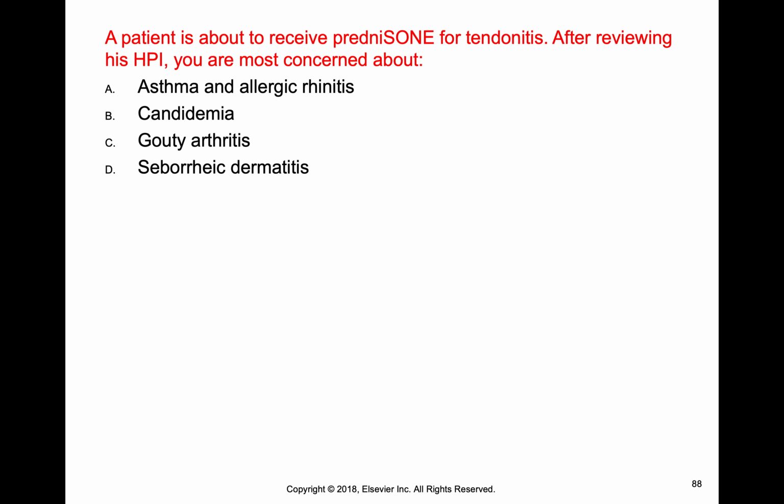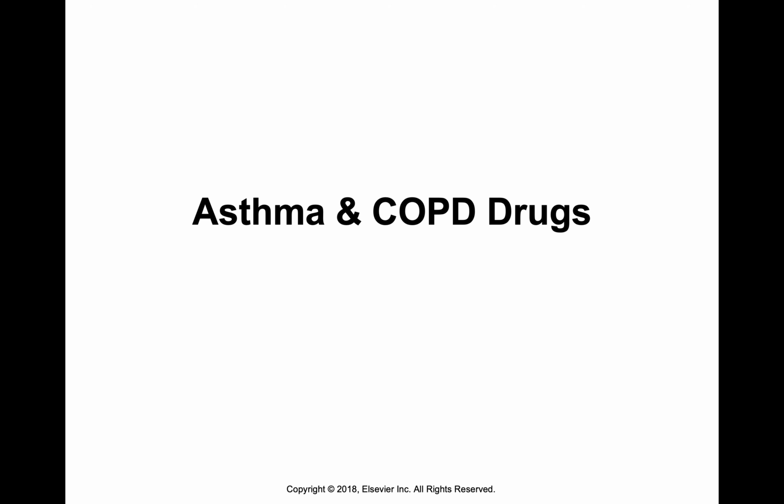All right. So a patient's about to receive prednisone for the tendinitis, and after reviewing his present illness, you are most concerned about asthma and allergic rhinitis, candidemia, gouty arthritis, or seborrheic dermatitis. The answer here is fungal infections.